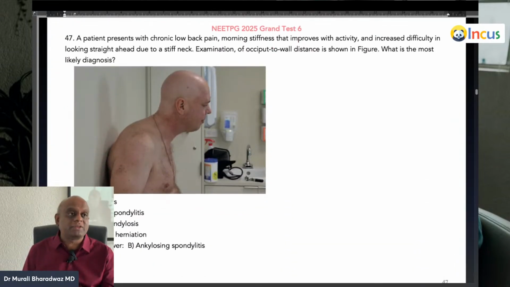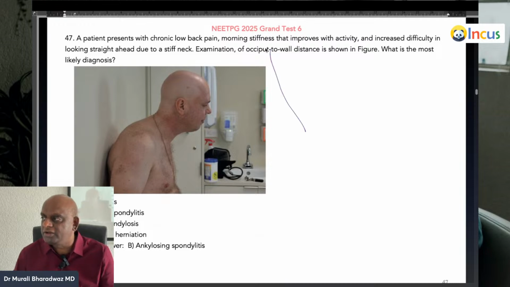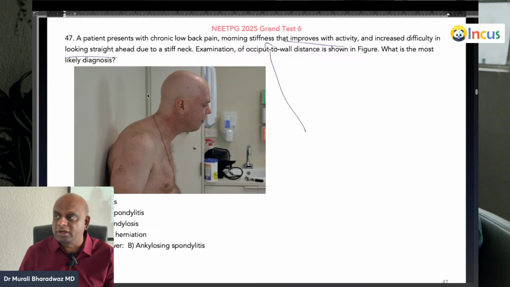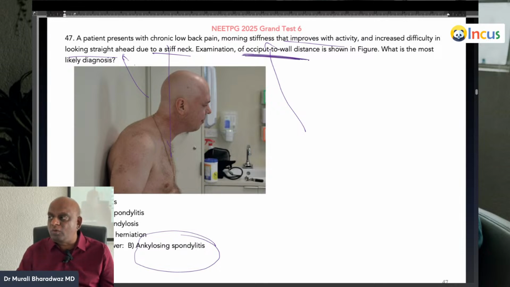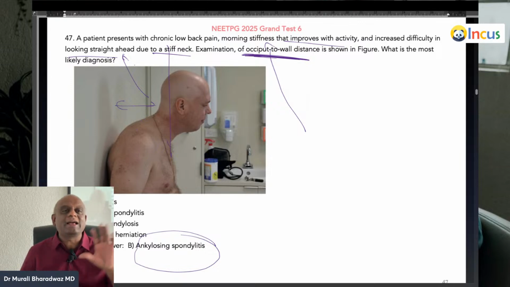A patient presents with a chronic low back pain, morning stiffness that improves with activity, increased difficulty to look straight ahead because of a stiff neck, which is very classical of ankylosing spondylitis. Occiput to wall distance is increased. What is the classical story of an ankylosing?